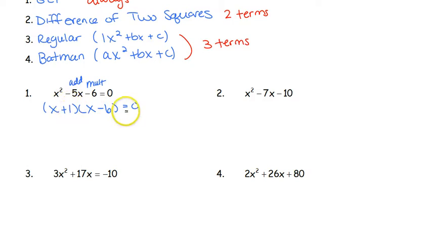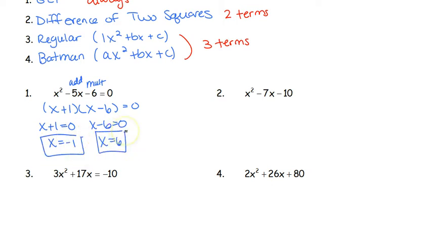Now, because I've got that equals 0, I'm going to use ZPP. X plus 1 equals 0, x minus 6 equals 0, and we've got a solution when x is a negative 1, and we've got x is equal to a positive 6. We move on to number 2. There's no equal sign, so the only thing I'm going to do is factor.